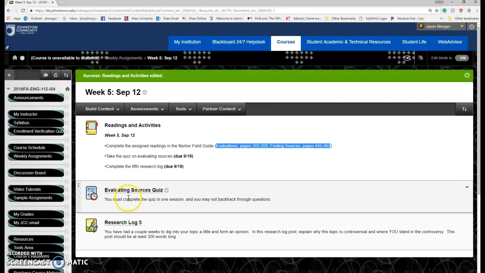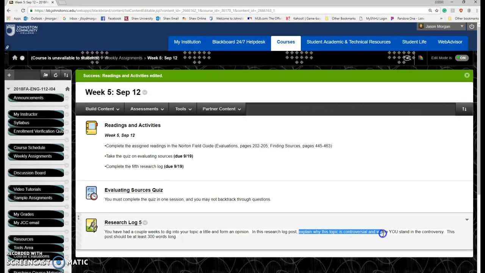In addition to that, we're also doing Research Log 5. You've had a few weeks where you have your topic now, so everyone's been assigned a topic, and you've started forming an opinion. You probably went in with an opinion, but as you start doing research, hopefully your opinion will either become stronger or it'll grow. So in this research blog, explain why this topic is controversial and where you stand on the controversy. Do at least 300 words for that.